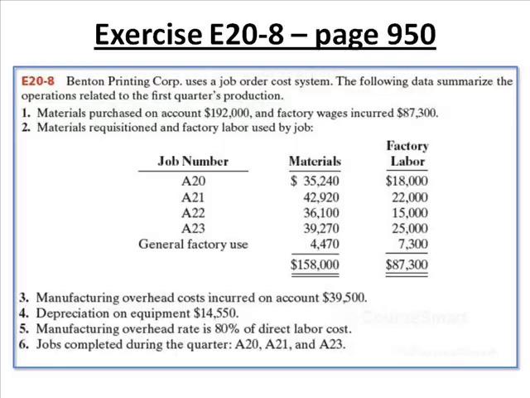2. Materials requisitioned and factory labor used by job. Well, in the same way that item 1 we broke into 2 parts, I think there's 2 things going on here. I think we should concentrate on the materials first and then the labor. Let's do that. Materials requisitioned would be journalized how? I need a volunteer.